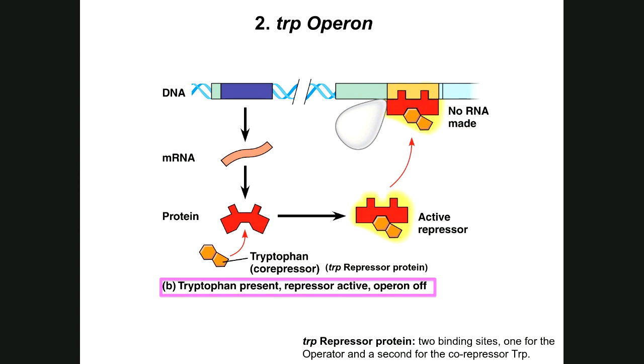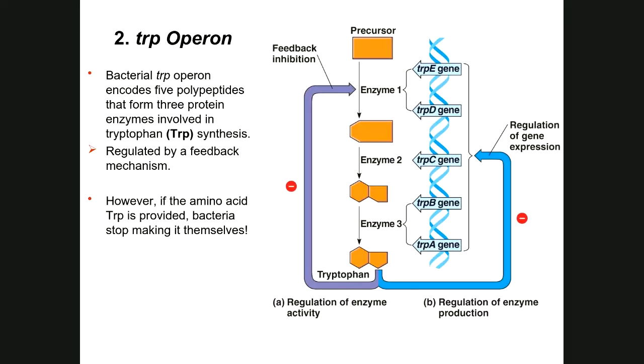is eventually either provided in the surrounding environment and taken up by the bacteria, or in this case, eventually enough tryptophan has been synthesized by the 3 enzymes. So let me go back here first. So eventually, let's approach it from this direction. Eventually, the 3 enzymes synthesize more than enough tryptophan. The concentration gets too high.